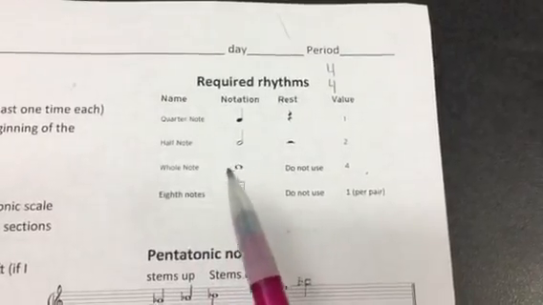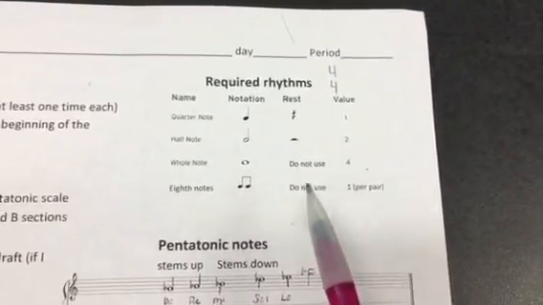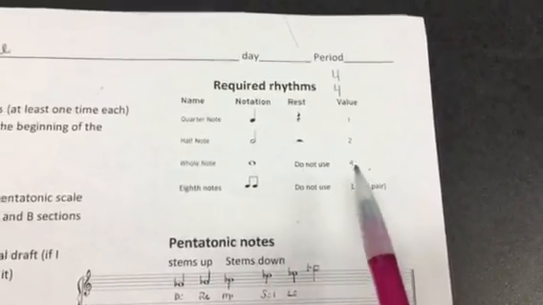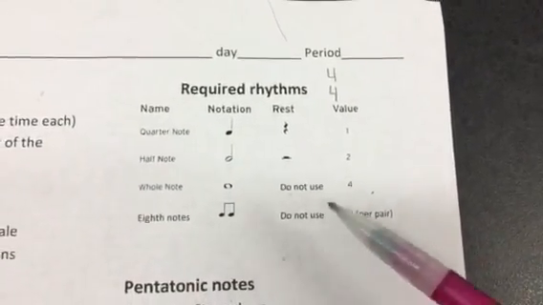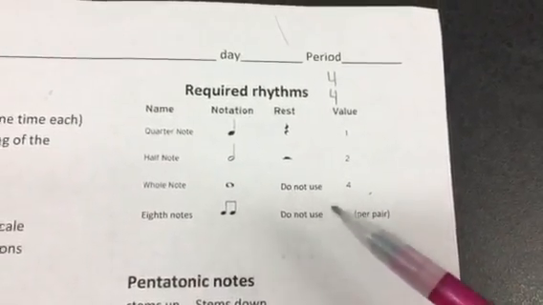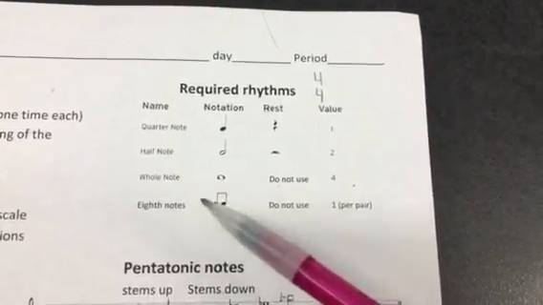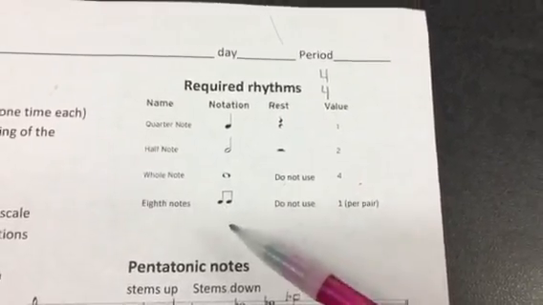Whole note, that's what it looks like. Notice it says do not use. That means the rest. Do not use a whole rest. You should use the whole note, but not the whole rest. And it's worth 4 beats. And then finally, the 8th notes. Again, don't use the 8th rest. We don't want to use them. They're a pain in the butt. It's worth 1 per pair. So you're going to use both 8th notes at the same time, and that is worth 1 beat.